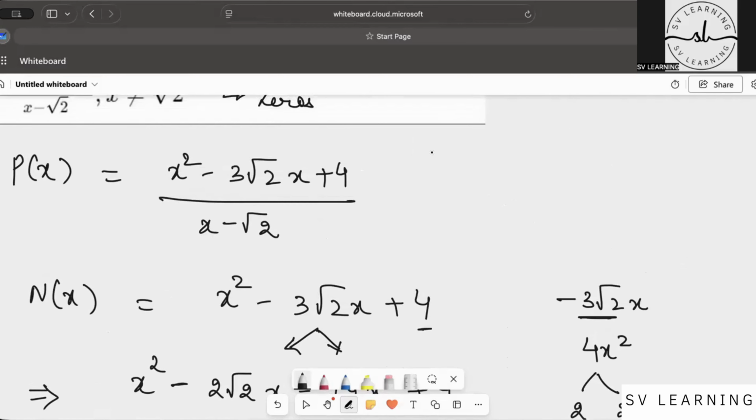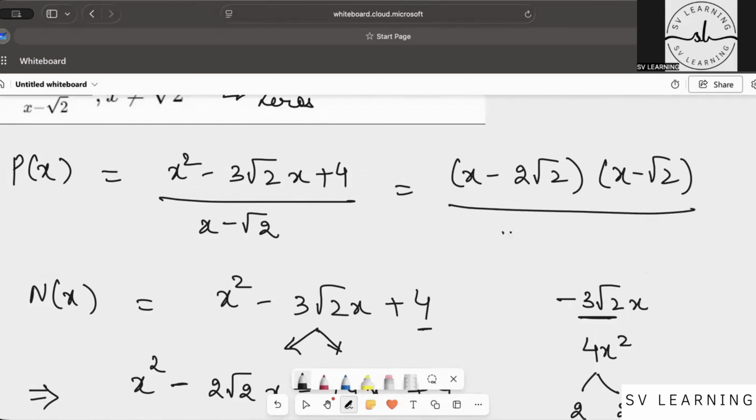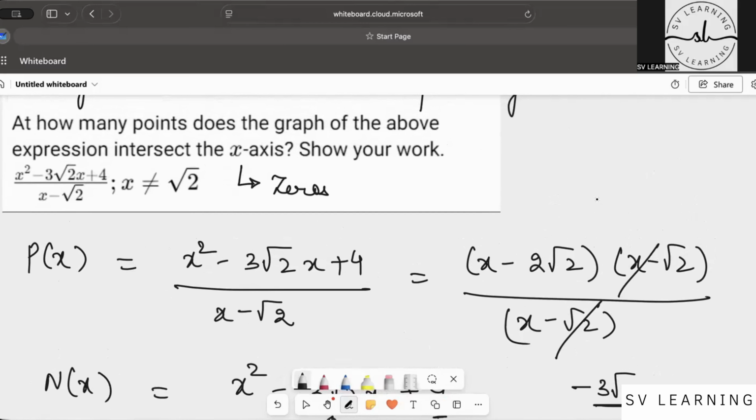This means if I go back to my expression and simplify this as x minus 2 root 2 into x minus root 2, and the denominator was x minus root 2 itself, the numerator's x minus root 2 and the denominator's x minus root 2 get cancelled, which makes the question so simple. The polynomial, which was looking so complex, ultimately turns out to be a linear polynomial because the power of x is 1. That means it has only a single zero. That means there is one point where this polynomial will be intersecting the x-axis because it has only 1 zero.